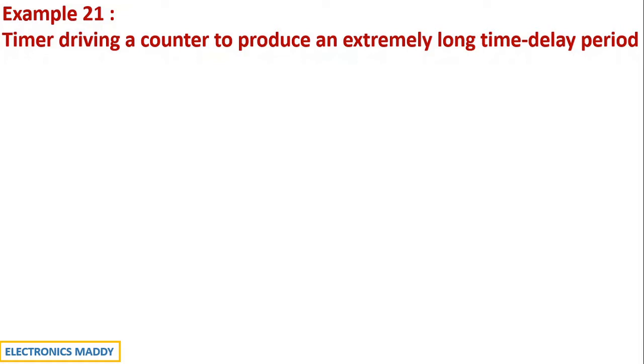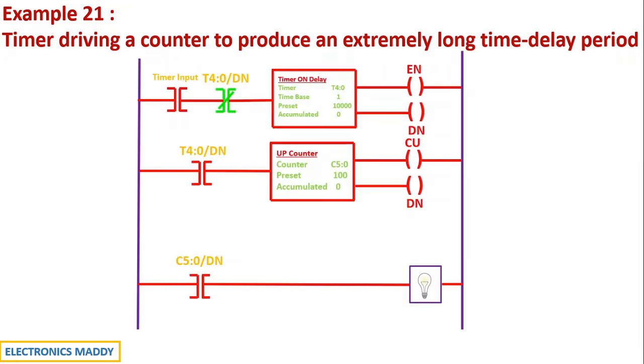So what are we going to do? We are going to basically analyze the ladder diagram, which is given as follows. At the first place, if you carefully observe, I'm using one timer on delay and one up counter. So the on delay timer has a preset value of 10,000 seconds and the up counter has a preset value of 100. So in this scenario, we will have to observe one thing.